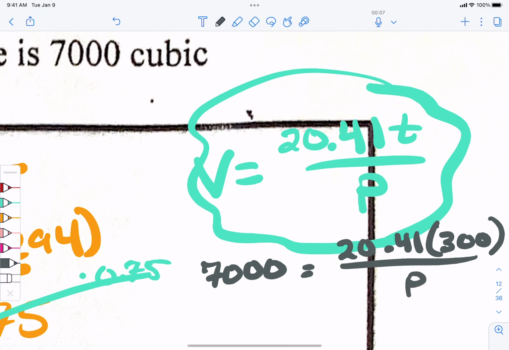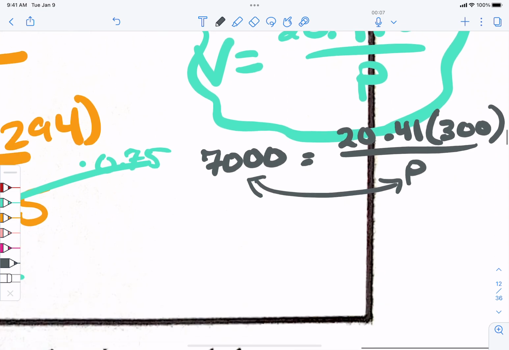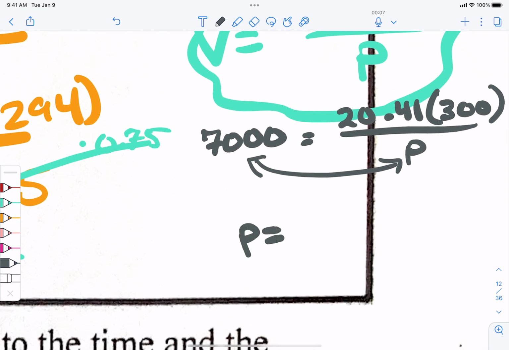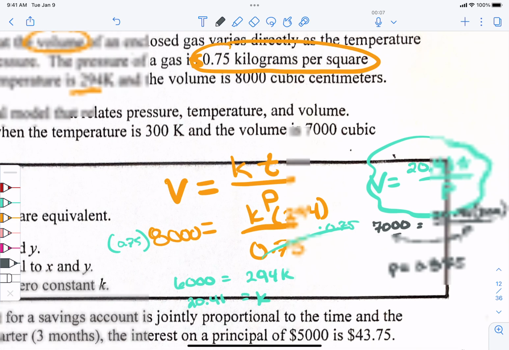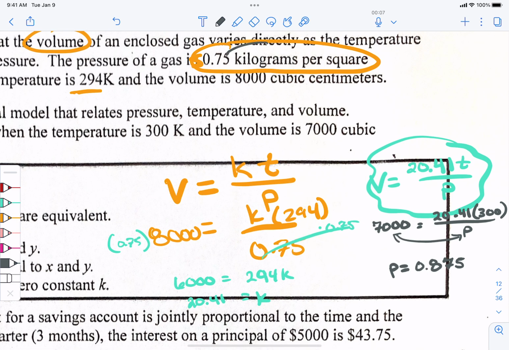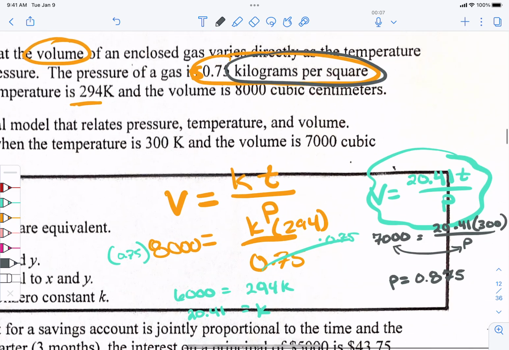How do I solve for P? Just swap them. I can switch these two, kind of like we do normally. P equals 20.41 times 300 divided by 7,000, which is 0.875. And what are the units for pressure? Look at the units that it was up above. Kilograms per square centimeter.